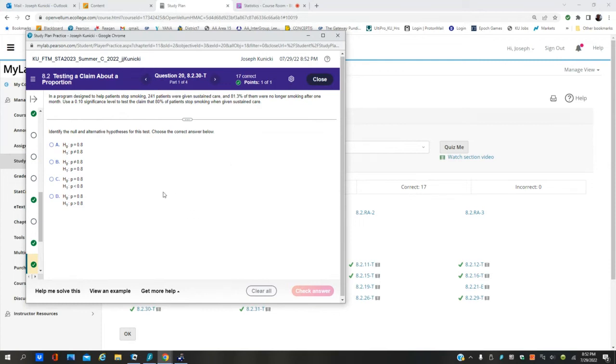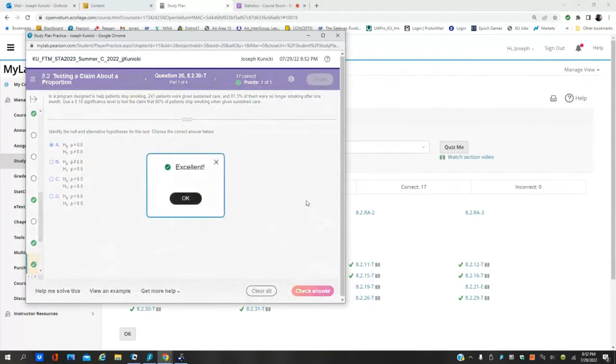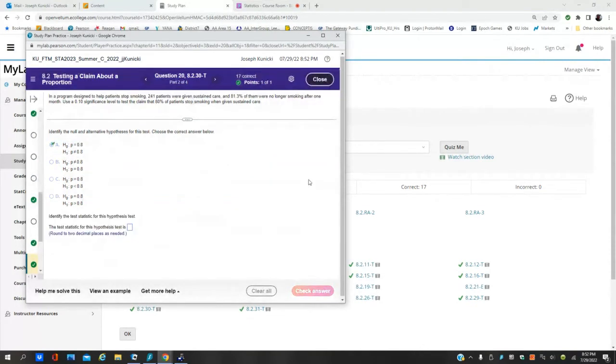So the first thing is the null says that it's equal to 80%. Therefore, it's a two-tailed test, so A. The alternative hypothesis is that it's not equal. Now, the question here is, is the 81.3 significantly larger than the 80% that's claimed?